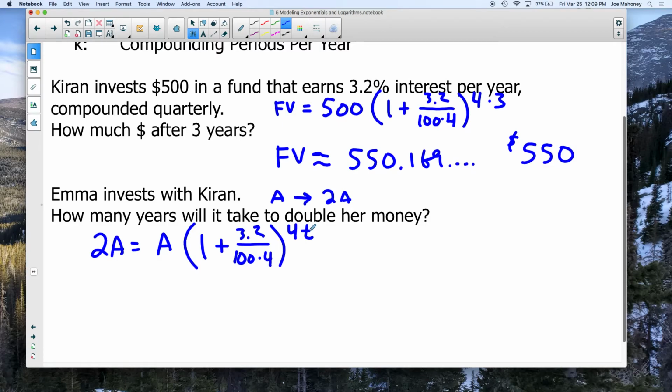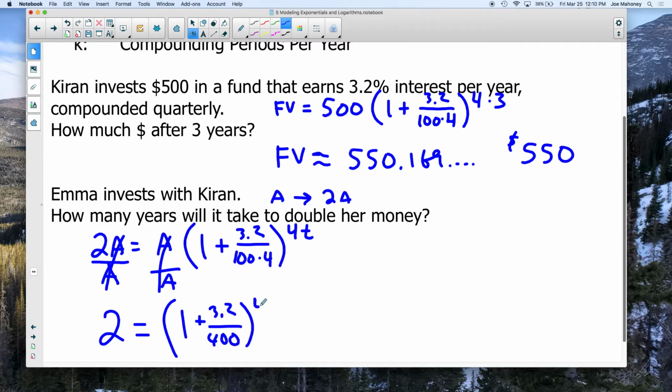And when we solve this equation for t, the first thing we're going to do is divide both sides by A. And look what happens when we do that. We're just left with 2 equals this thing in parentheses, 1 plus 3.2 over 400, to the 4t. Yeah, doubling just puts a 2 there. Tripling puts a 3 there. It doesn't matter how much you start with. The beauty of mathematics. Love it.